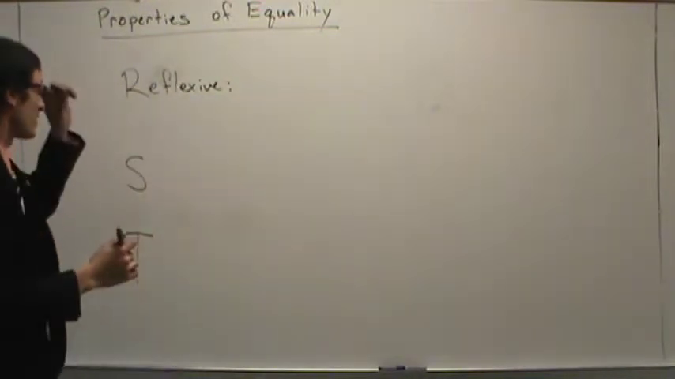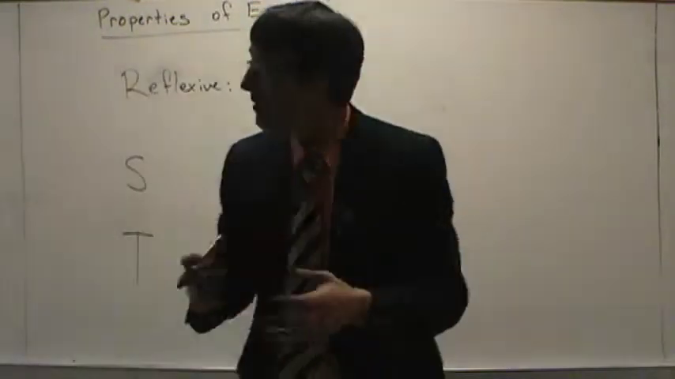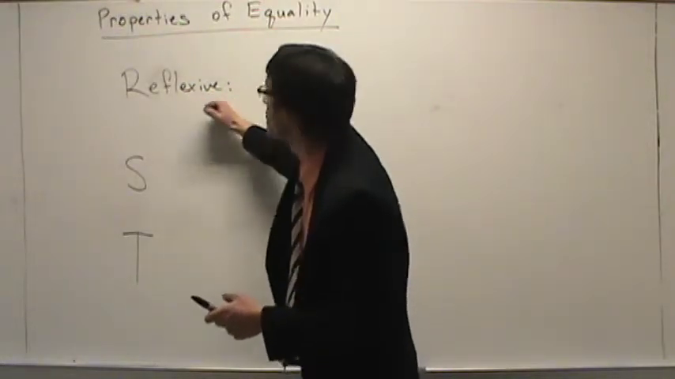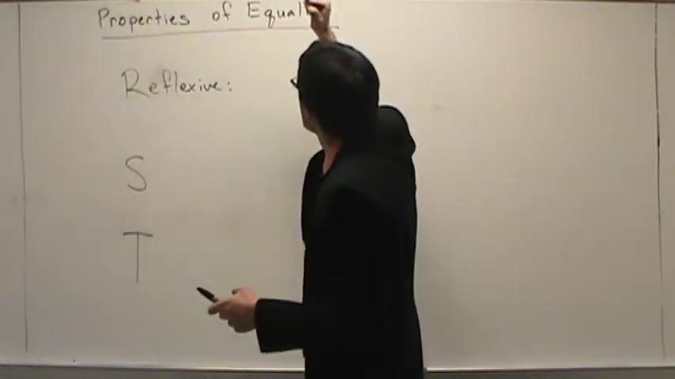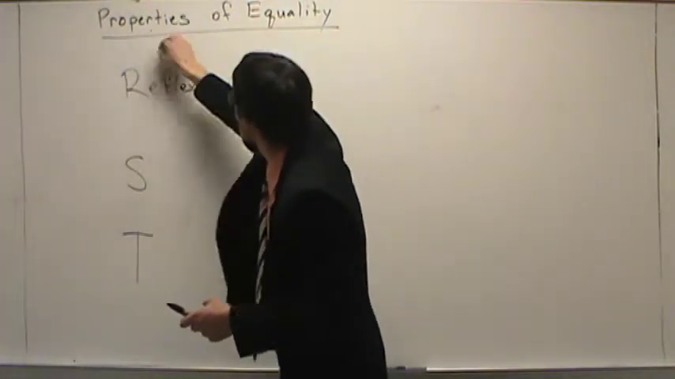Reflexive what? We're going to call this the reflexive, not reflexive. If you write reflexive, you get 50%. This is the difference between 50% and 100% on the question, guys. You don't write reflexive, you write reflexive property of equality. Okay, so this is a property of equality. You write the entire name of the property, reflexive property of equality.